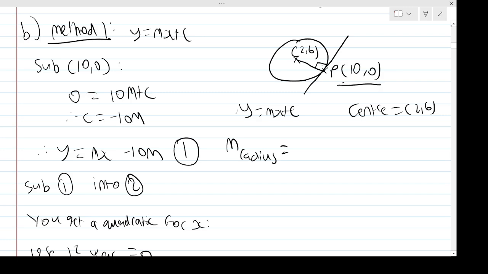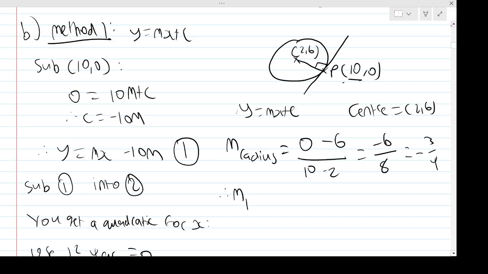If I do change in y at P first, that'd be 0 for y, take away 6 for y at the centre. Then for x, I do change in x, so 10 there, then minus 2. That gets me minus 6 over 8. That goes to minus 3/4, I believe. Yes, cool. Well then that's the gradient of the radius.